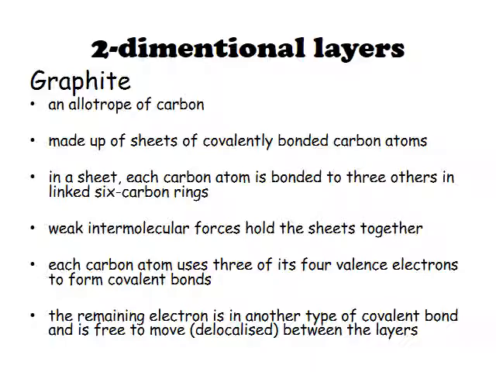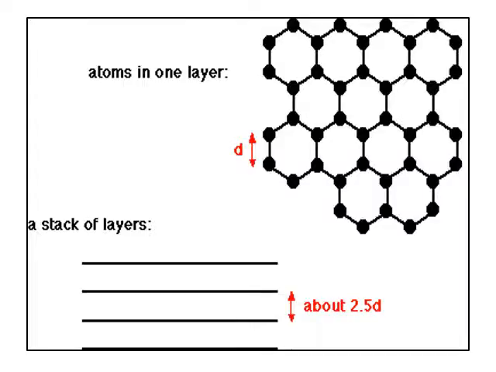So each carbon atom uses 3 of its 4 valence electrons to form these covalent bonds. So it means you have 1 remaining electron, which is free to move. And because it's free to move and it's delocalized between the layers, it can carry charge because charge can move on these electrons. And here's a diagram. Here you have the two-dimensional layer where each atom is bonded to 3 other carbon atoms, and they are piled on top of each other like layers. And because there's weak intermolecular bonding between the layers, these layers can slide against each other, so graphite is great as a lubricant for that reason.